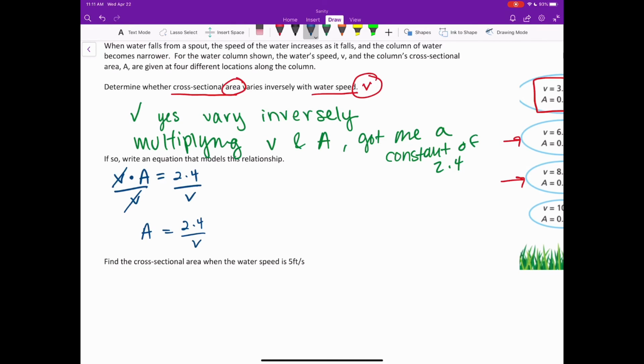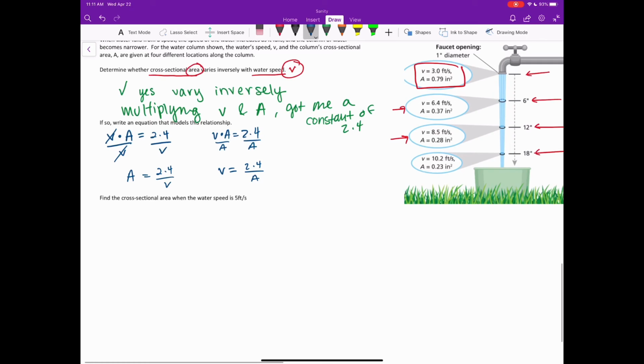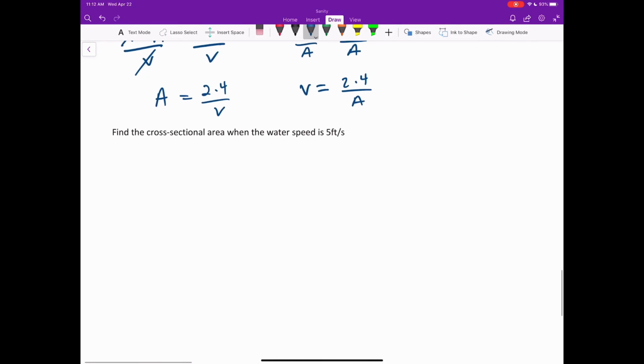Again, we could do the same thing if I wanted to do 2.4. If I wanted to solve for V, I could just divide by A on both sides. And then I'm going to have V equals 2.4 over A. It's the same thing, right? Okay, so we were able to find if it was varying inversely, we were able to write an inverse equation that models the relationship.